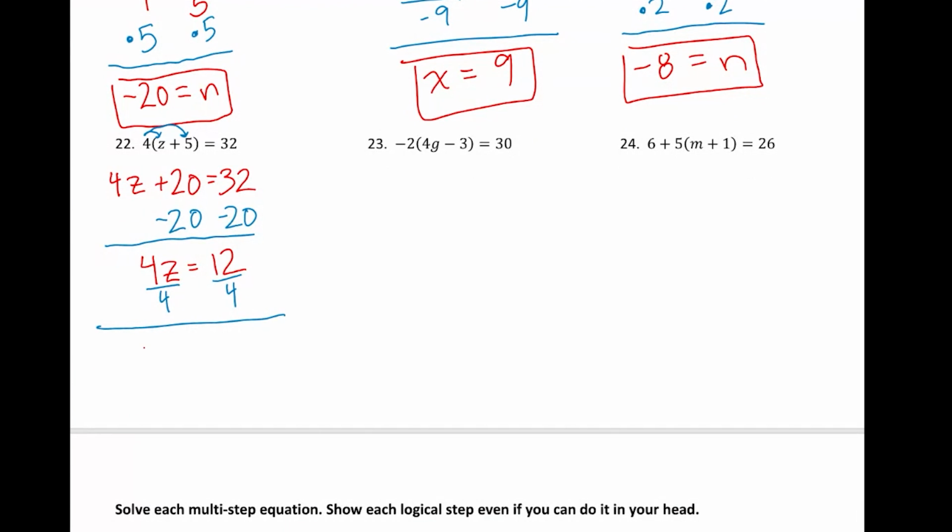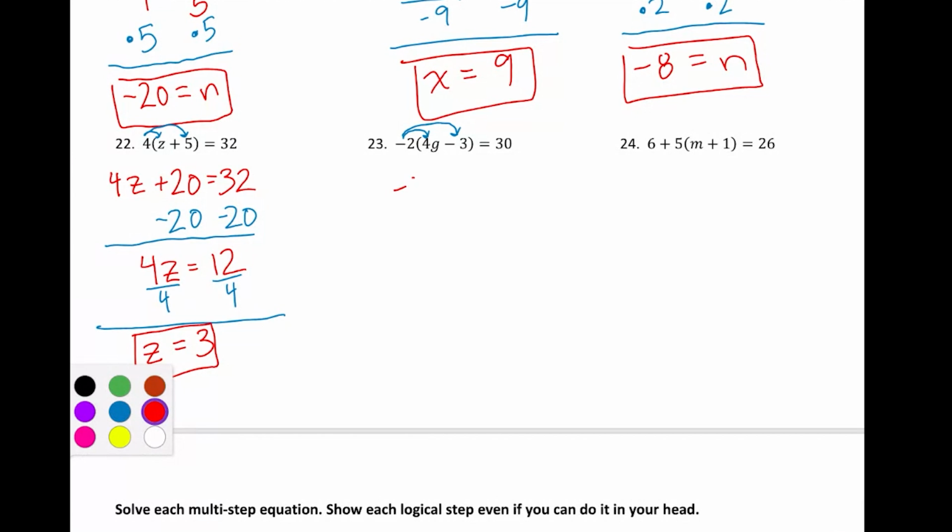And get z equals 3. For number 23, be careful with that distributive property. Make sure that you distribute that negative along with the 2. Sometimes it's easy to miss that. So we are going to multiply both of those terms on the inside of the parentheses by negative 2.